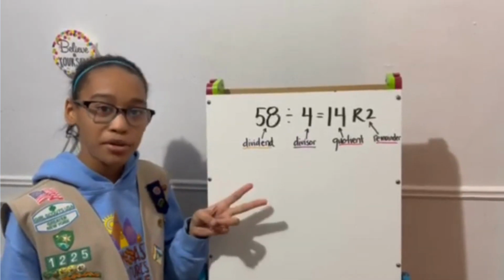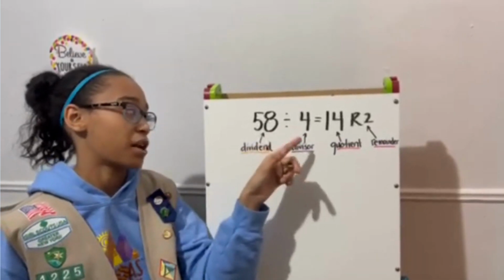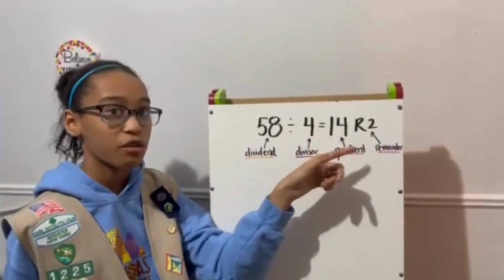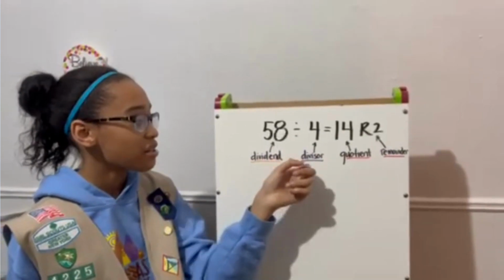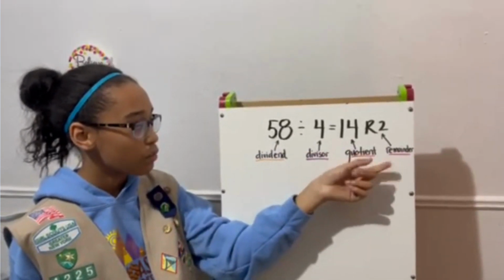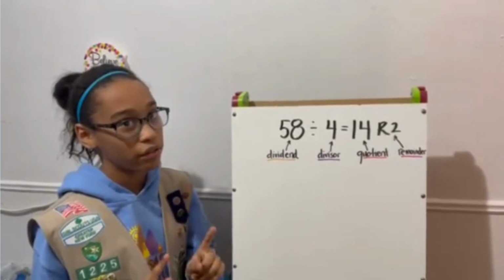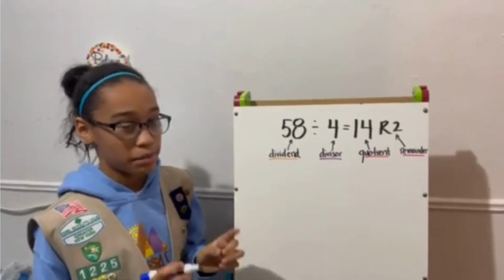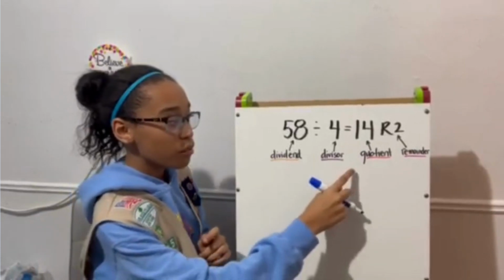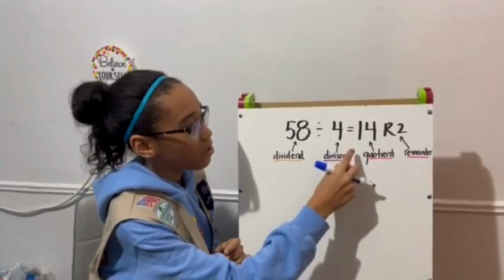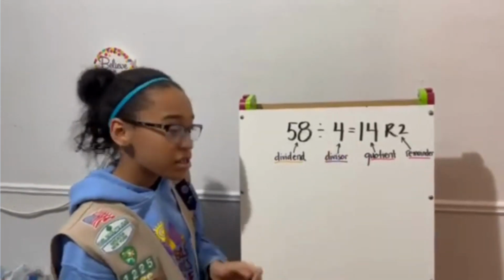Okay, example number 2. 58 divided by 4 is 14, remainder 2. So we got our dividend, divisor, quotient, and what are we going to do with our remainder? Well, I'm going to show you what we're going to do with the remainder after we do the steps first. We're still going to multiply our quotient times the divisor, 14 times 4. So let's start with that.